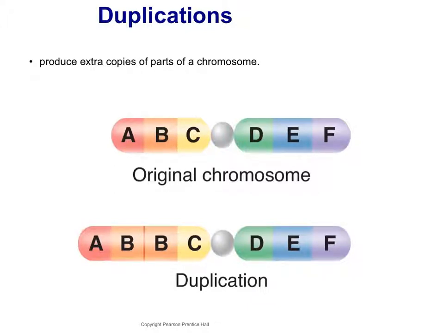With duplication, for some reason, part of the chromosome repeats itself. So our original, again, you can see the mutation is occurring here in the B section. Now we have 2 Bs. Completely different chromosome.